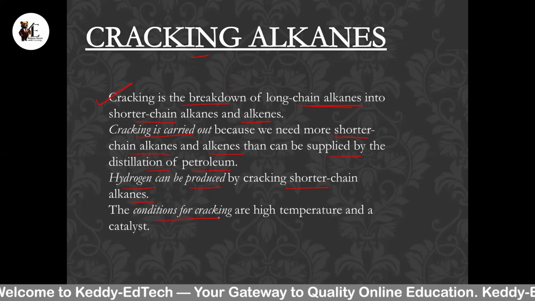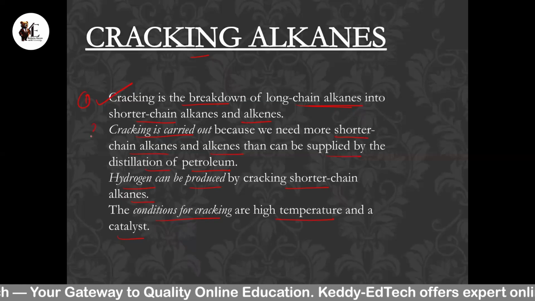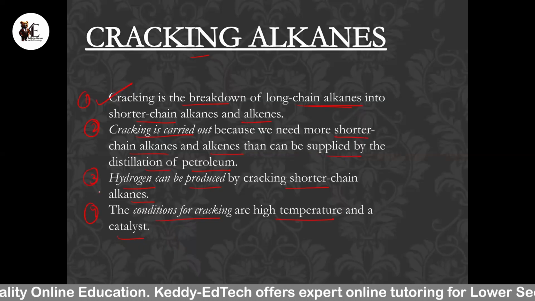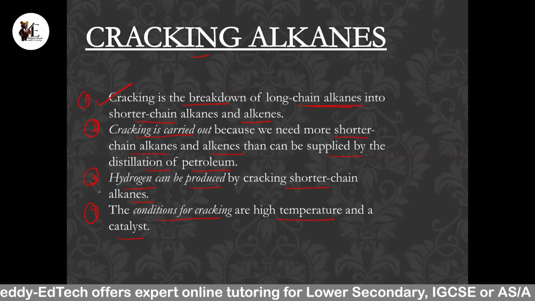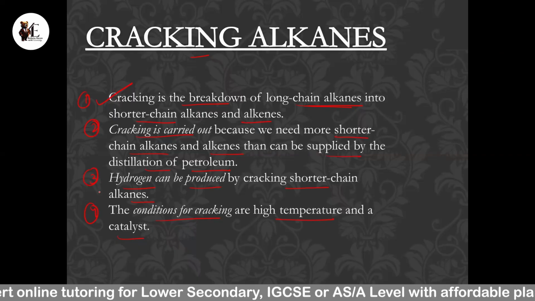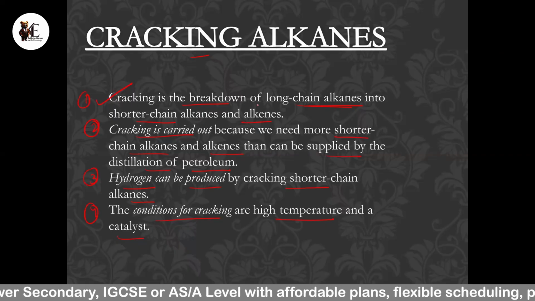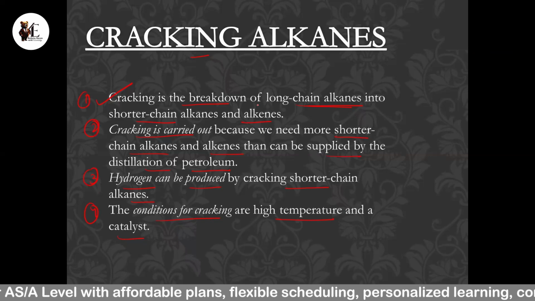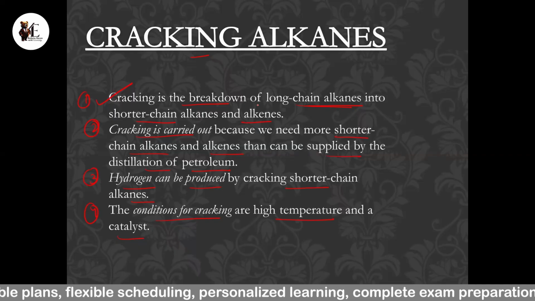What are the conditions for cracking? High temperature is needed and a catalyst is needed. So these are your 5 points of cracking which are very important: the definition, why we are doing this cracking process, what products form after the cracking of long chain alkanes, and the conditions for cracking, high temperature and a catalyst. Okay. Clear? Yes, ma'am.